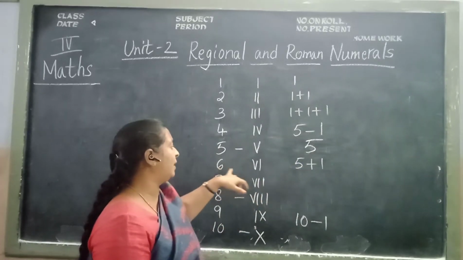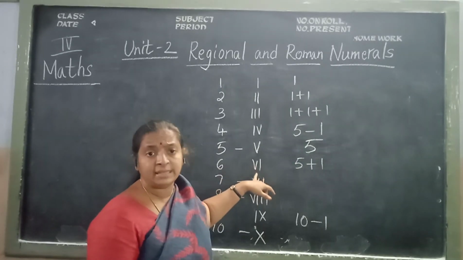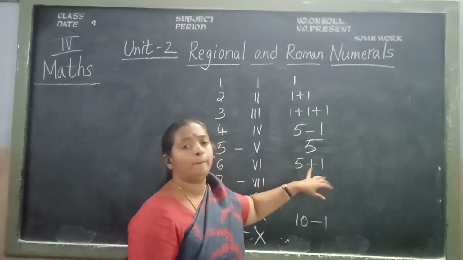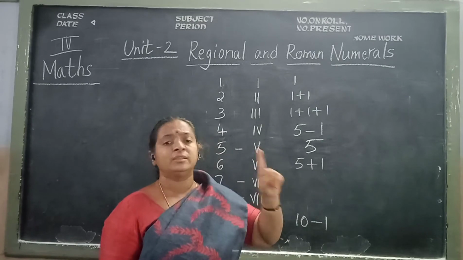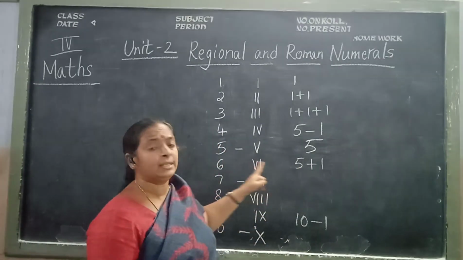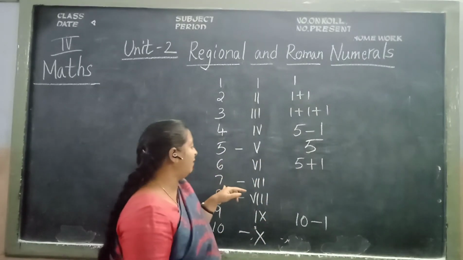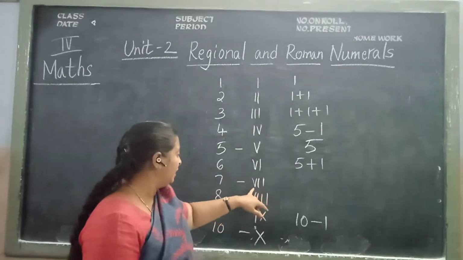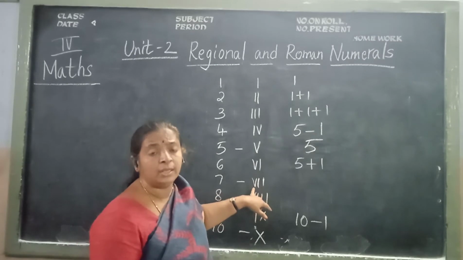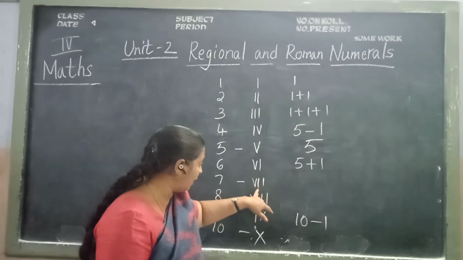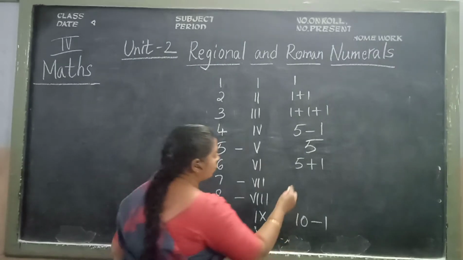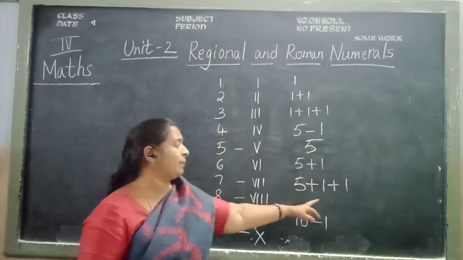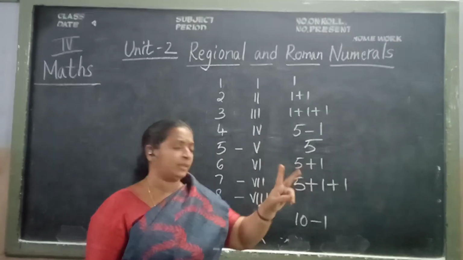Here, children, 6 is 5 and 1. This one is the Roman numeral 6. This symbol is a Roman numeral. Then here, 5 plus 1. What is the value? The value is 6, children. Then 7, children. This one is the Roman numeral 7. It means here we are showing the Roman numeral 5 and 1 and 1. So we will show it as 5 plus 1 plus 1, children.